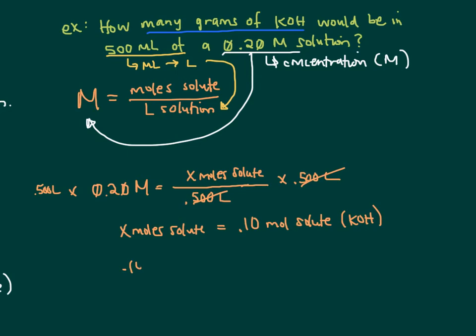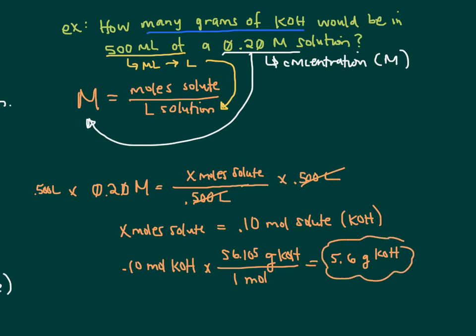We can take that 0.10 moles of KOH and convert it to grams by using its molar mass. Its molar mass is 56.105 grams, which gives us an answer of 5.6 grams of KOH that we would find in a 500 milliliter sample of a 0.2 molar solution.